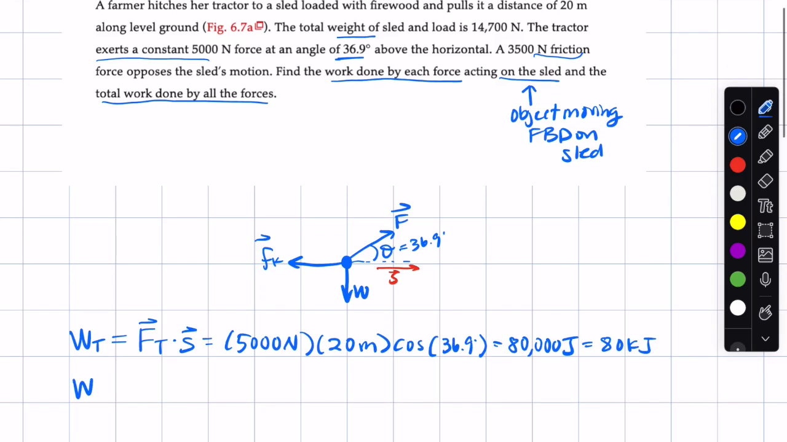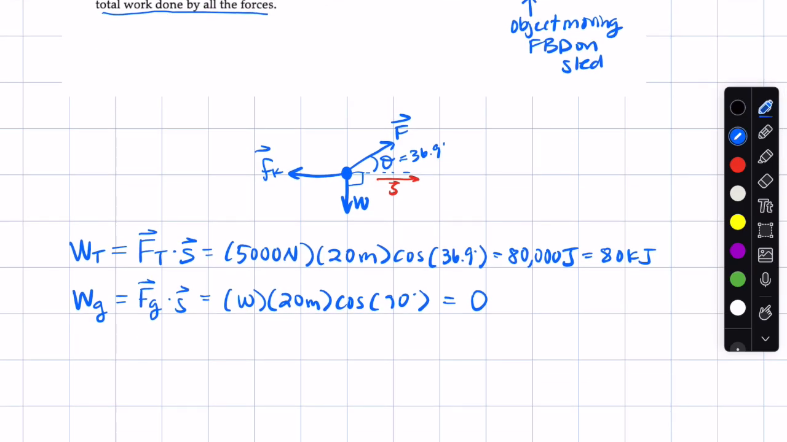What about the work done by the weight or gravity? Say work done by gravity. Force of gravity, which is the weight vector, dotted with displacement. Well, that's the weight vector's magnitude, mg, times the displacement of 20 meters, and then cosine of 90, right? Because the angle between the weight vector and the displacement vector is 90, so that's no work done by gravity.